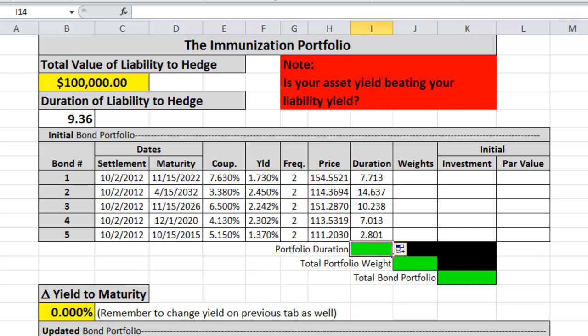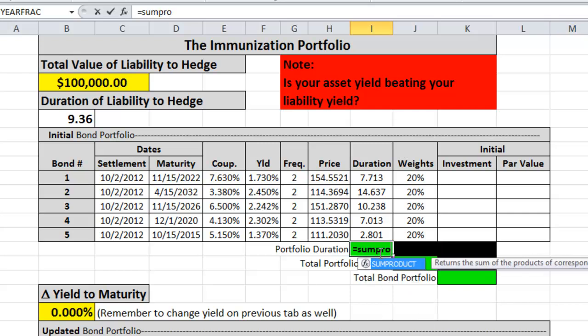Well, the nice thing is that portfolio duration is just the weighted average of the individual durations. Now, if we did an equally weighted portfolio, so if we just did 20% in each of those bonds, then I'm just going to use the sum product function here.